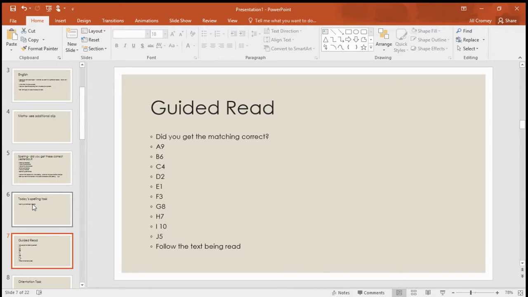Okay, just checking that through. So if we now just have a quick look at the text. Okay, murder at the manor.